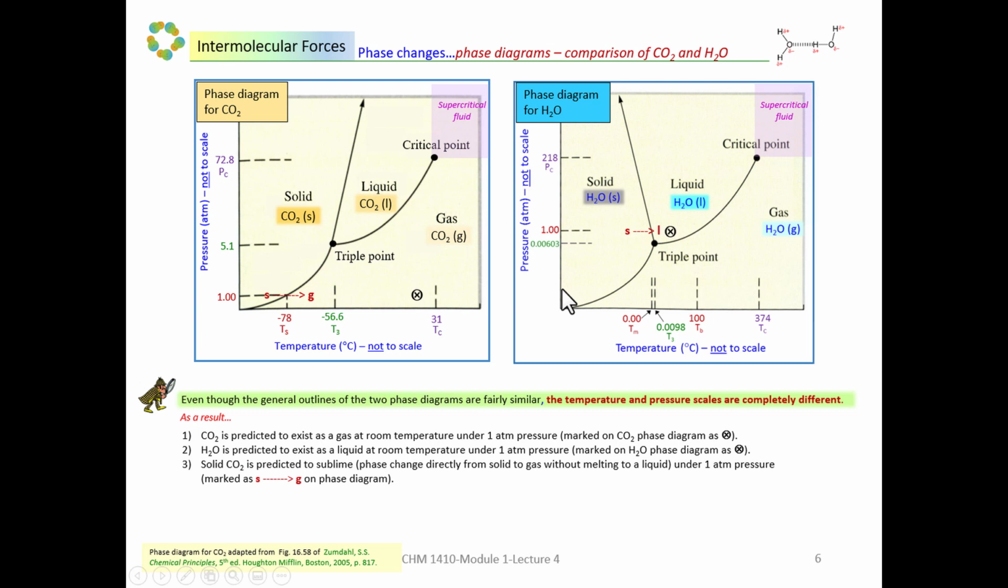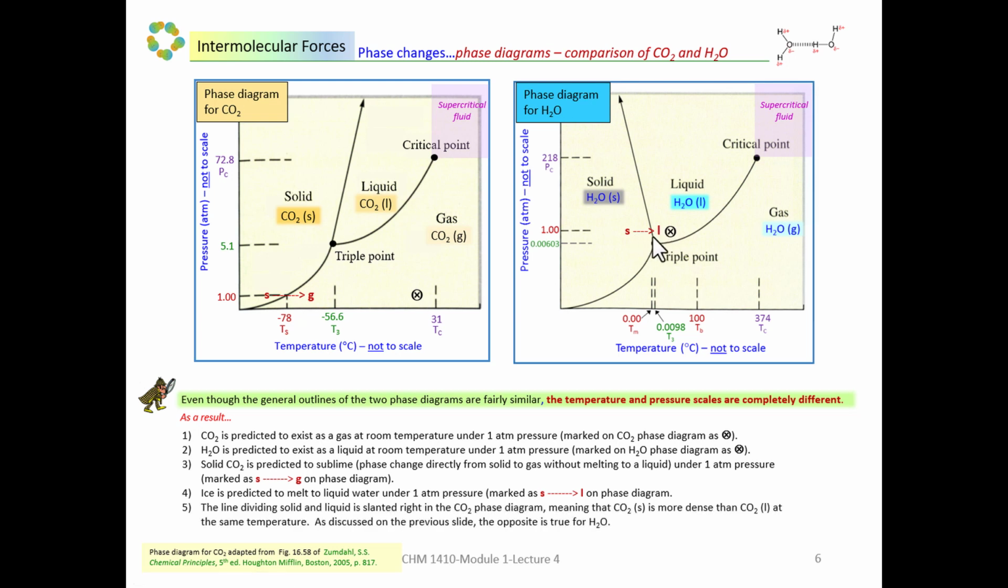However, we know that water in the solid form, or ice, under the same pressure as you increase the temperature, will melt to a liquid. And we've got that marked on the phase diagram of water. And as we mentioned at the beginning of the slide, the line dividing the solid and liquid is slanted to the right in the CO2 phase diagram. And what that means is that solid CO2 is more dense than liquid CO2 at the same temperature.